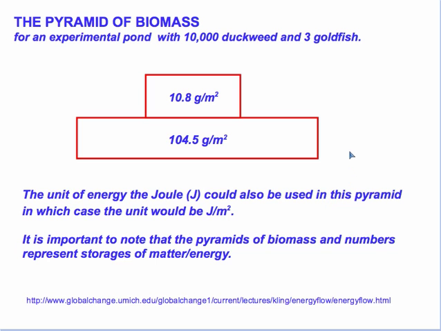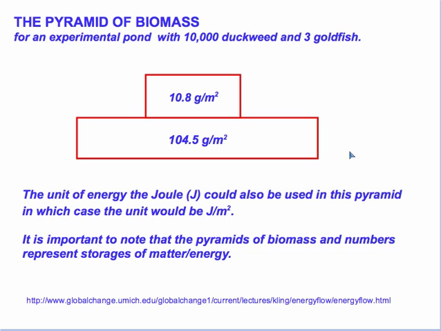The unit of energy could also be used, because from mass we can generate energy, so therefore a certain amount of grams of biomass could be holding within it a certain amount of joules of energy, so therefore the unit of the pyramid of biomass could also be joules per square meter.